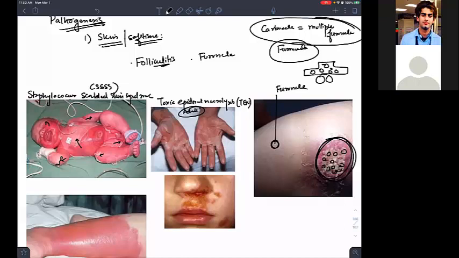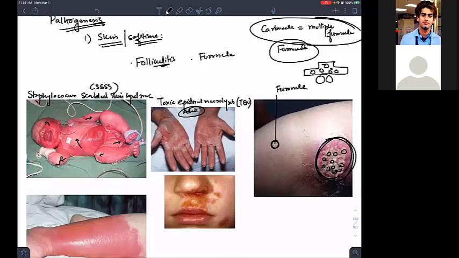Have you seen, sometimes when you have more friction at the back of your neck, you see a furuncle coming out? You first see a furuncle or a folliculitis, isn't it? That infection is caused by Staph aureus. How will you understand?